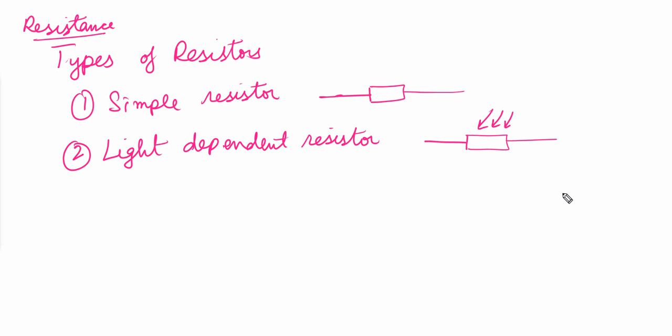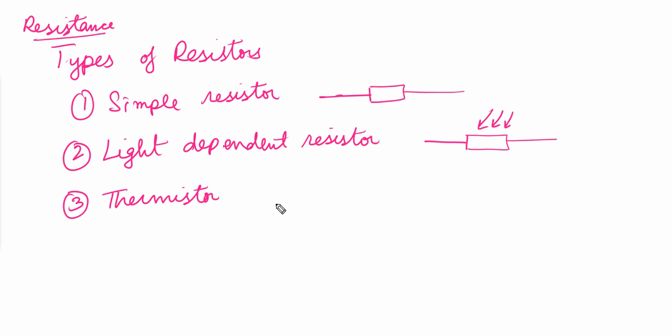So this is the symbol for the light dependent resistor, whose resistance decreases as the light increases, and whose resistance increases as the light decreases. The next one that we have is the thermistor.